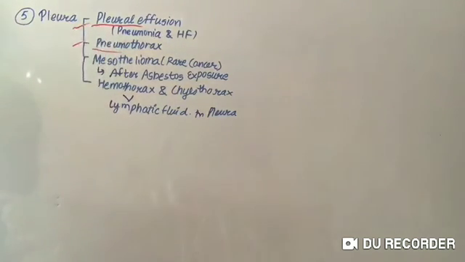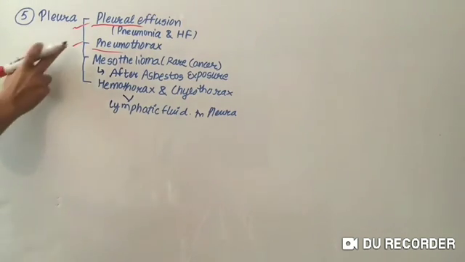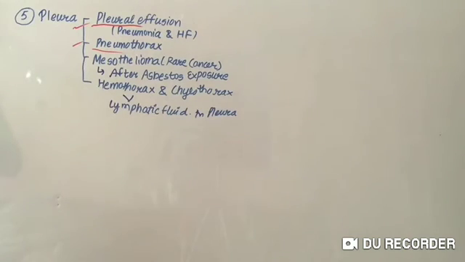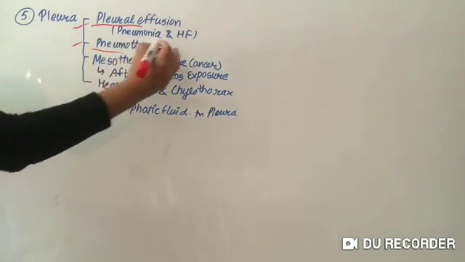Next is pneumothorax. What is pneumothorax? Pneumothorax is a collapsed lung. A pneumothorax occurs when air leaks into the space between your lung and the chest wall. This air pushes on the outside of your lung and makes it collapse.